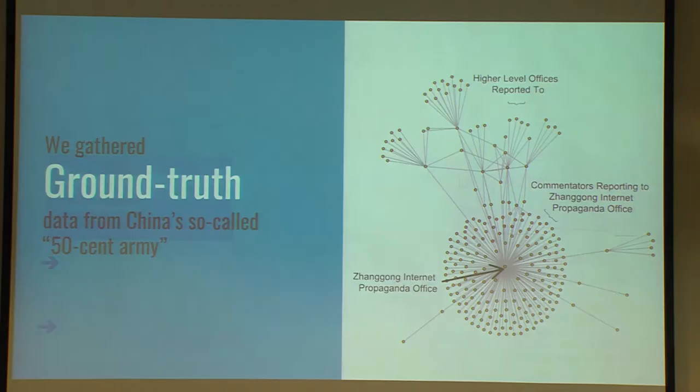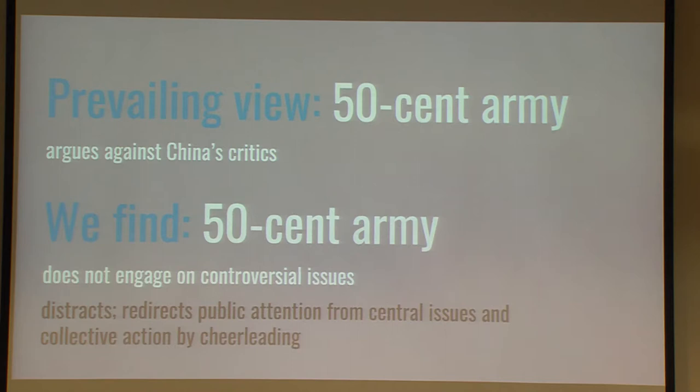So moving from censorship to online propaganda, a relatively newer project, we gather data from China's so-called 50 cent army. So these are people posting social media content as if they were the opinions of ordinary people, so government astroturfing. We got data through an email leak where workers were reporting on the posts that they made online. So this is the ground truth, and that network plot is the workers reporting to this propaganda office. Using this data, we again found something different than the prevailing view of what China's 50 cent army does.